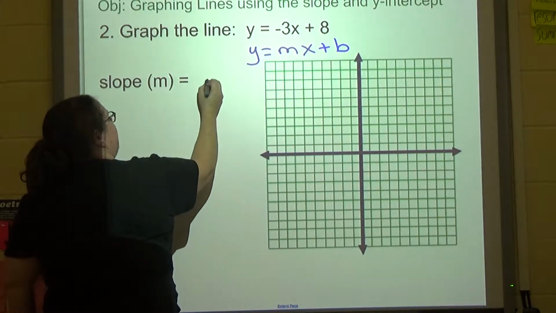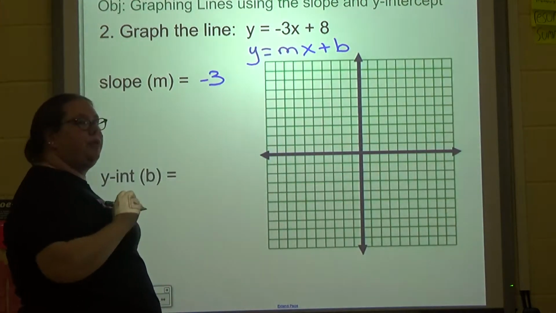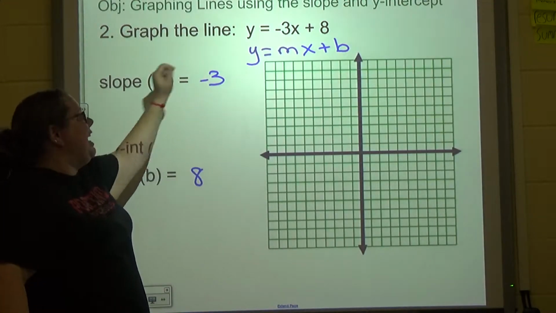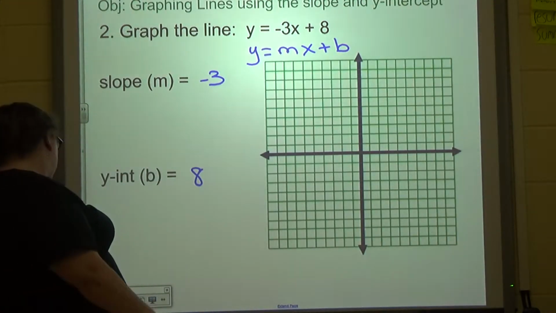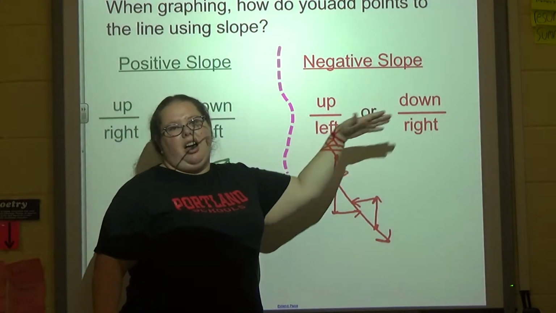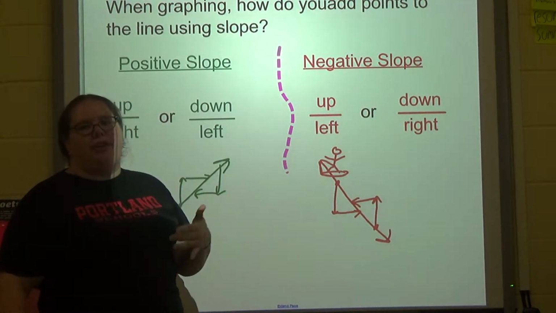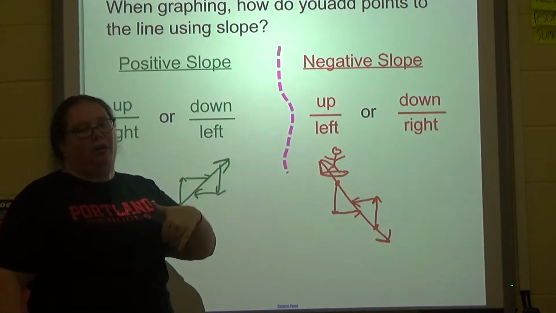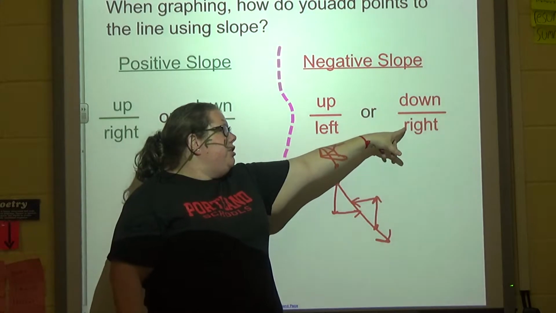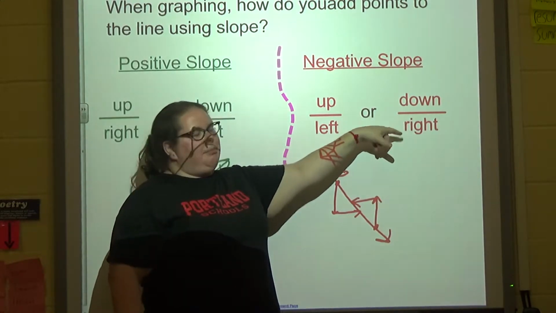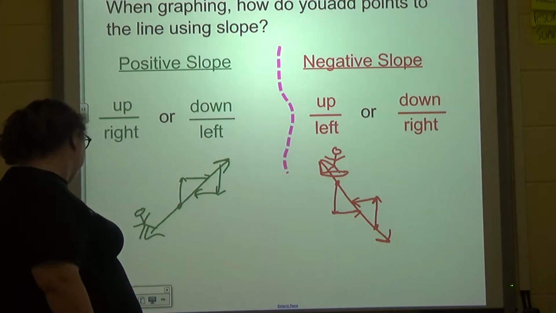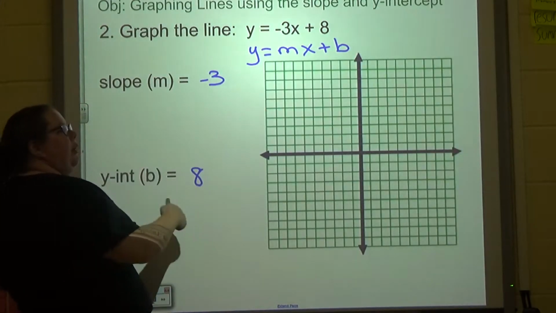So my slope is negative 3, and my y-intercept is positive 8. So I have a negative slope, so let's go back. Negative slope, pick one. A nice thing to think about is whether it's good to go up or go down based on where your graph is. So I'm going to do this one, down and right, because I know what's going to happen. But you can do up and left, that works too. Alright, so down and right.